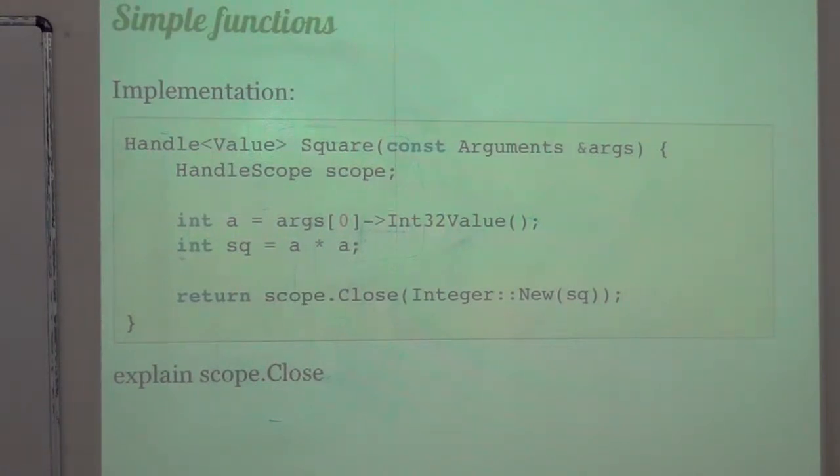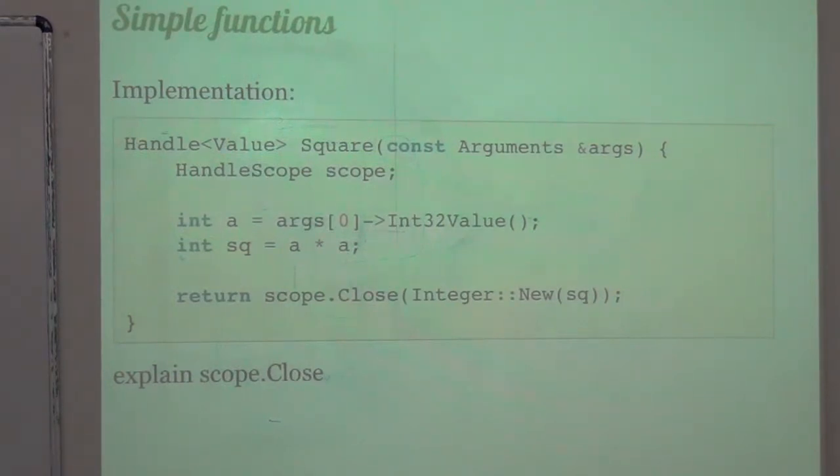Okay, so the only problem is that a return value has to go back to the calling function, right? And if that was deleted when this function went out of scope, then that's not good. So what scope.close does is it goes and accesses the scope that was in scope before, like the handle scope that was there before on the stack, and it makes whatever you pass in the close parented to that, so that it doesn't get deleted.